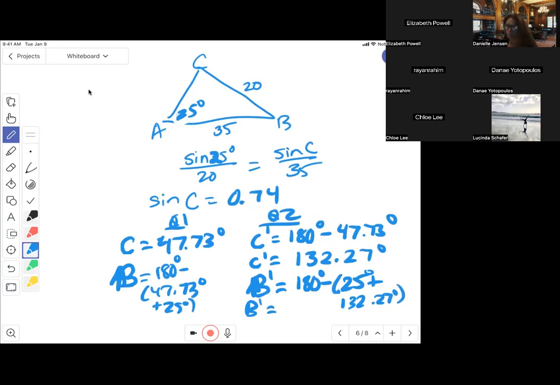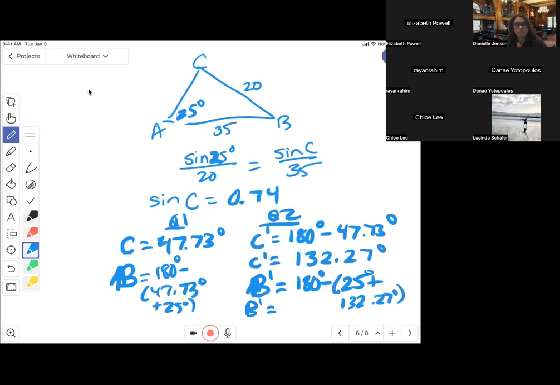Then I would proceed to find the missing pieces for both. It's annoying, but that's the only case where that happens. And where you would know it doesn't happen is when you went to find B prime, you would get a negative angle. Then you realize, okay, this acute one is the only one that works. So for SSA and ASS, you always have to assume there's two triangles, until you prove otherwise.